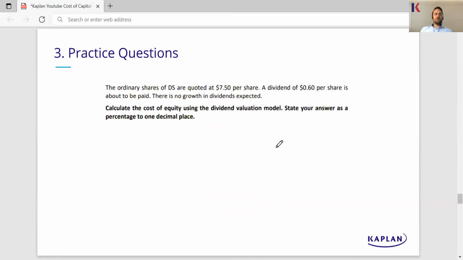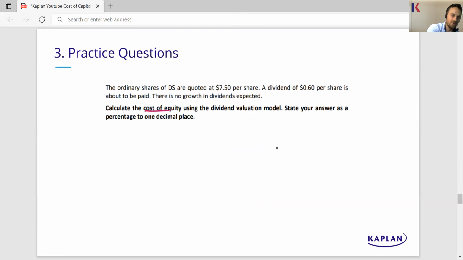Right, let's have a look at 5 practice questions then. Bring this to life a little bit, hopefully, and see what we get. So we've got here the ordinary shares of DS are quoted at $7.50 per share. A dividend of 60 cents per share is about to be paid. There's no growth. What's the cost of equity?